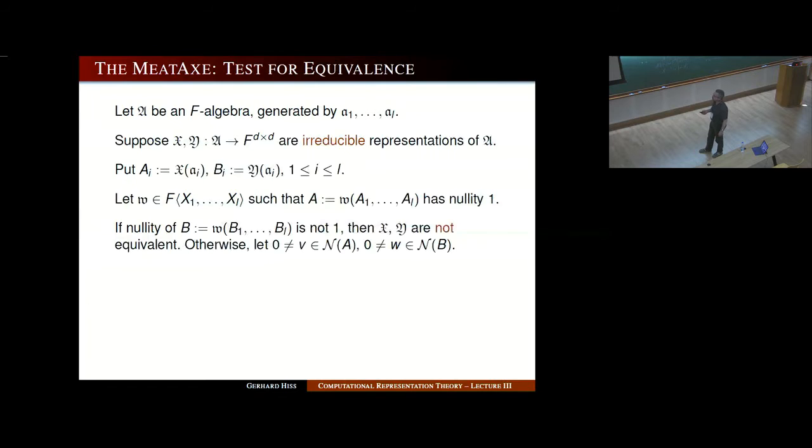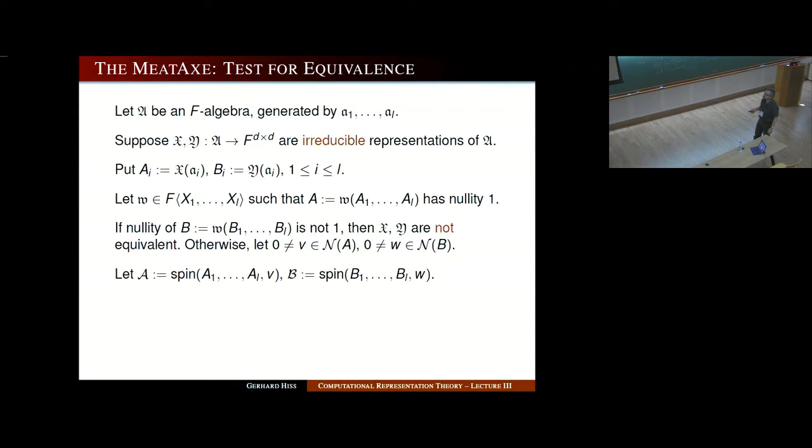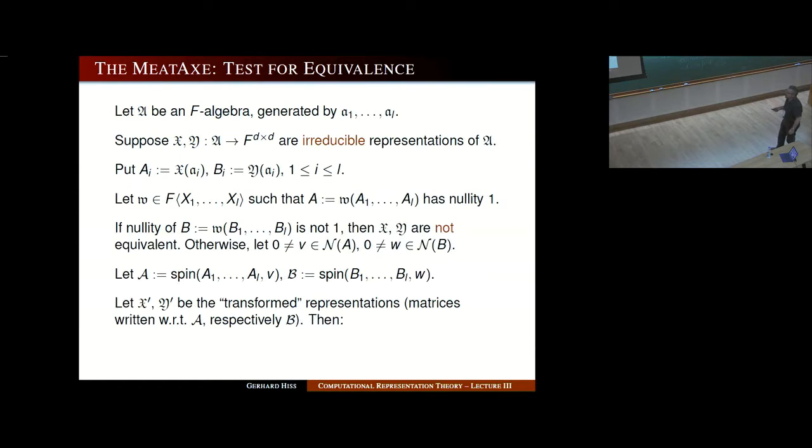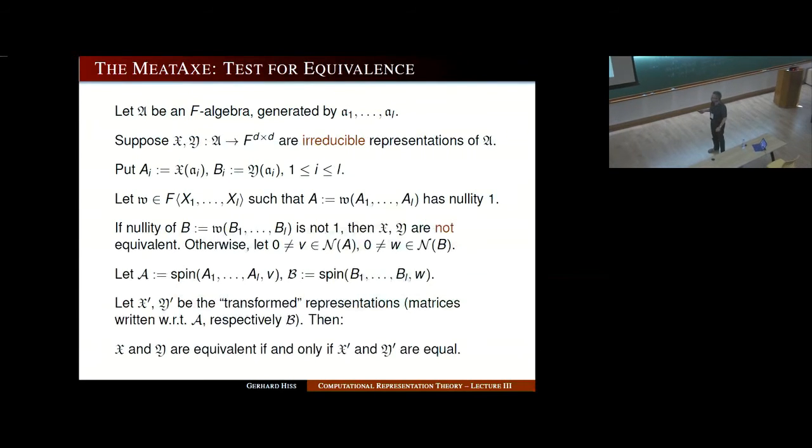Now you choose a vector in the null space of the first matrix and in the null space of the second matrix, both non-zero. You have started with an irreducible representation, so the spinning algorithm will spin up the whole space and find bases. This is the basis of the spinning algorithm with respect to the first representation and the vector V. This is the basis with respect to the second representation and the vector W. Then you get new bases, and you transform the representations according to these new bases. As you can convince yourself with a little linear algebra, the two representations are equivalent if and only if the new representations are visibly equal.